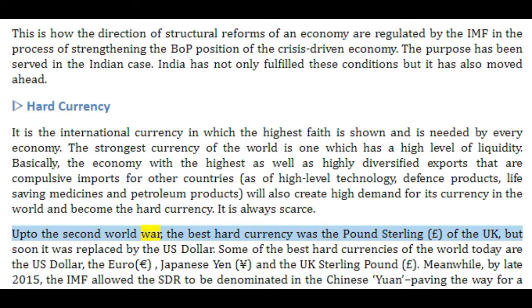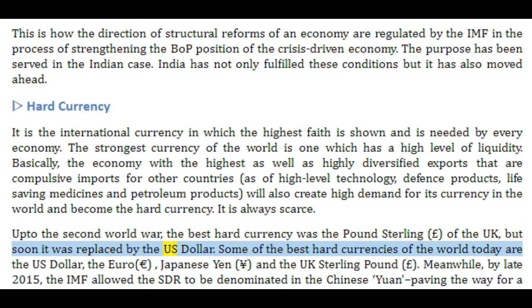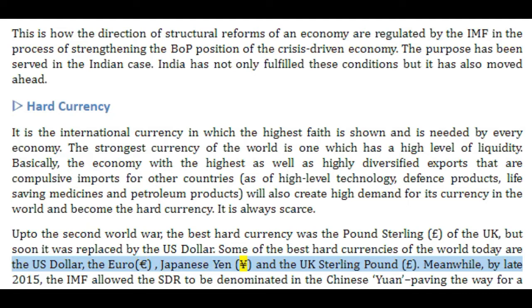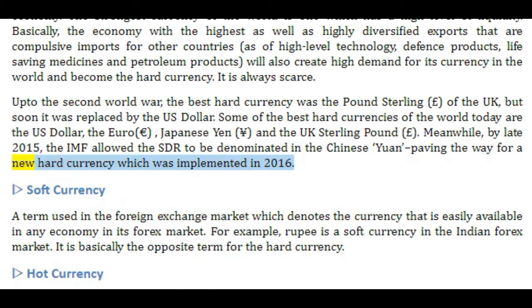Up to the Second World War, the best hard currency was the pound sterling of the UK, but soon it was replaced by the US dollar. Some of the best hard currencies of the world today are the US dollar, the euro, the Japanese yen, and the UK pound sterling. Meanwhile, by late 2015, the IMF allowed the SDR to be denominated in the Chinese yuan, paving the way for a new hard currency, which was implemented in 2016.